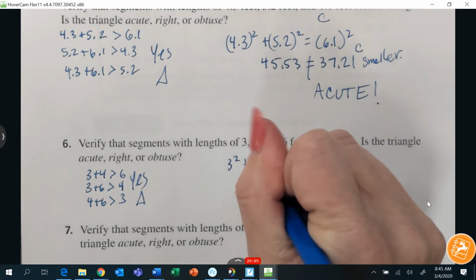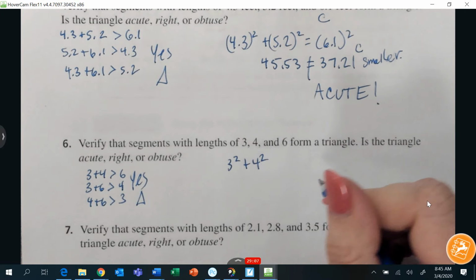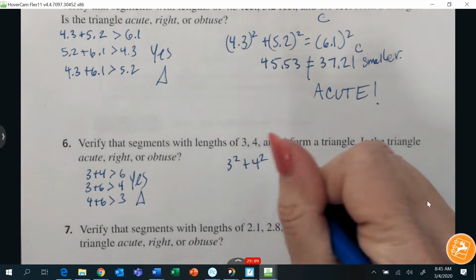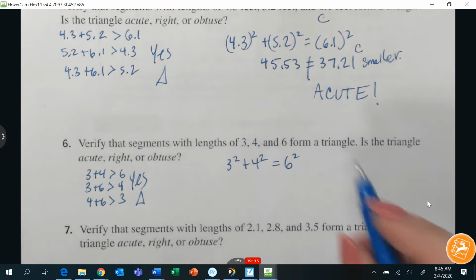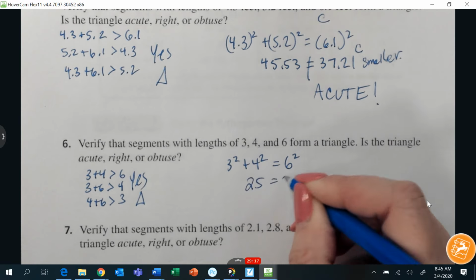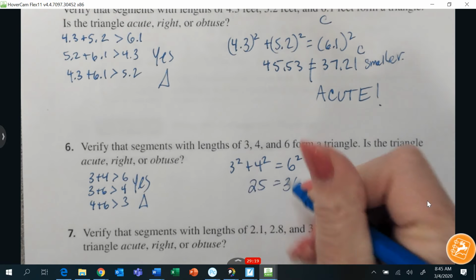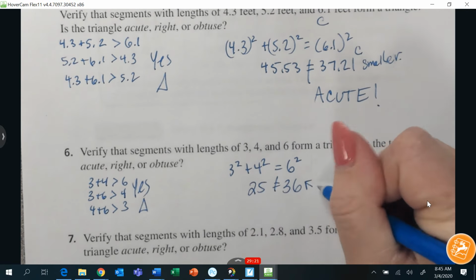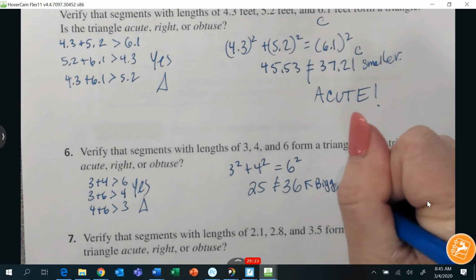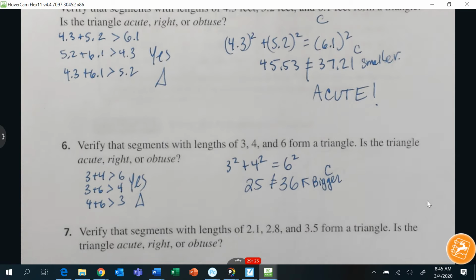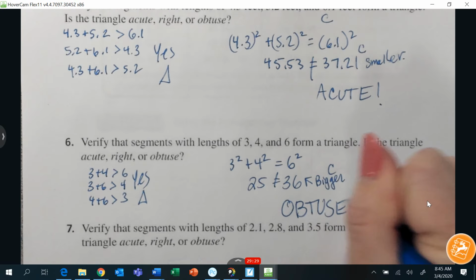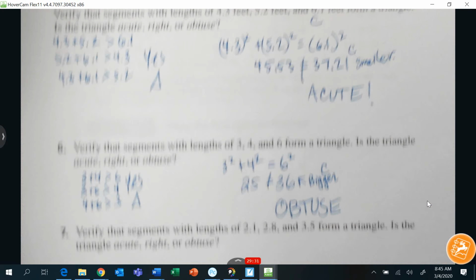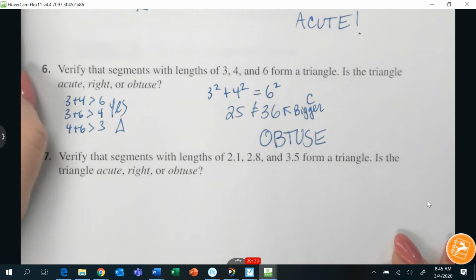3 squared plus 4 squared. I know it's not going to be a right triangle. You know why? Because it would be 3, 4, 5. But it's not. So the C is bigger. So what's that tell us? Obtuse.